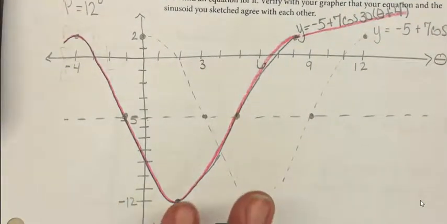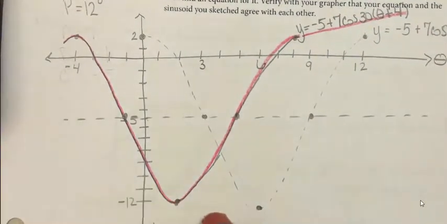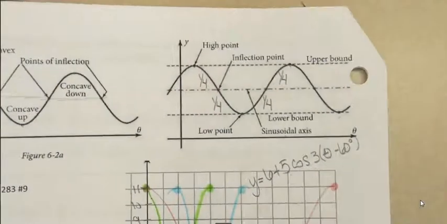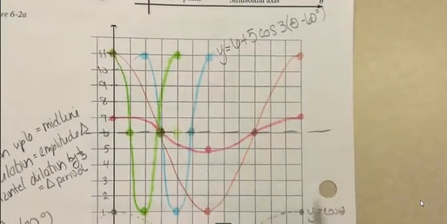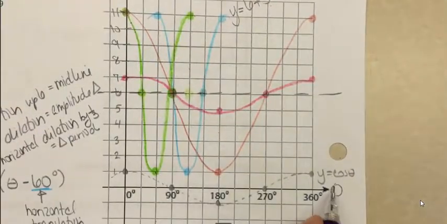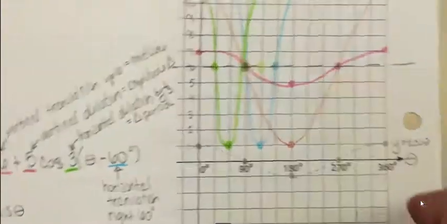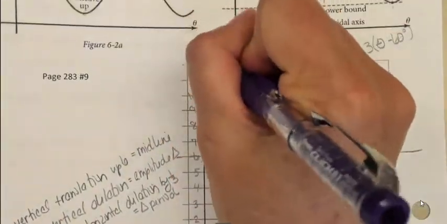I used, and you may need to use, several graphs. You might have to start with the parent cosine graph to see it, just like we did in the example before. Speaking of which, let's go back. Everything was already labeled, but let's say this was my theta axis, and this was my y-axis.